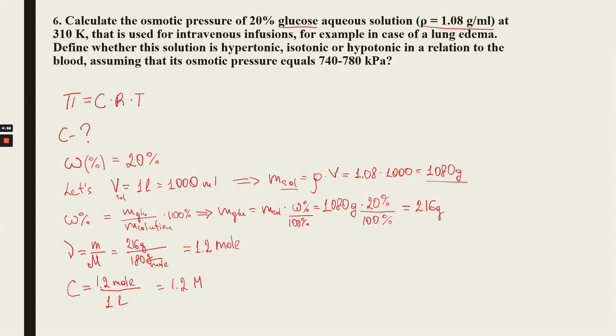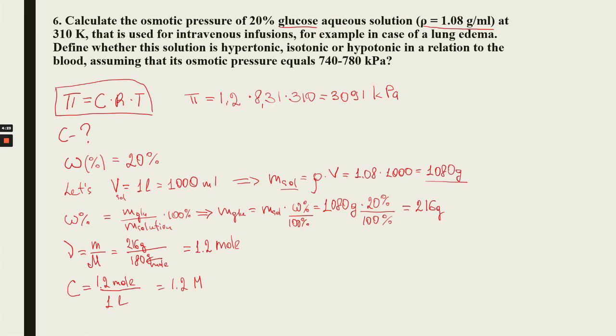So now we will take the basic formula and put all the numbers here. P is equal 1.2 multiply 8.31, this is gas constant, multiply 310, and it will give us 3091 kilopascals.